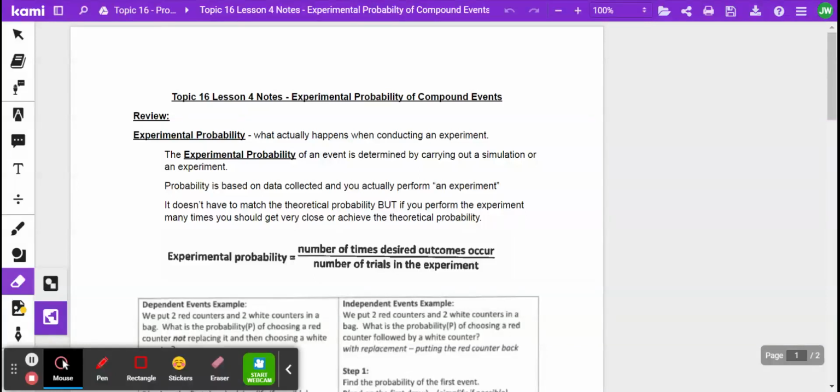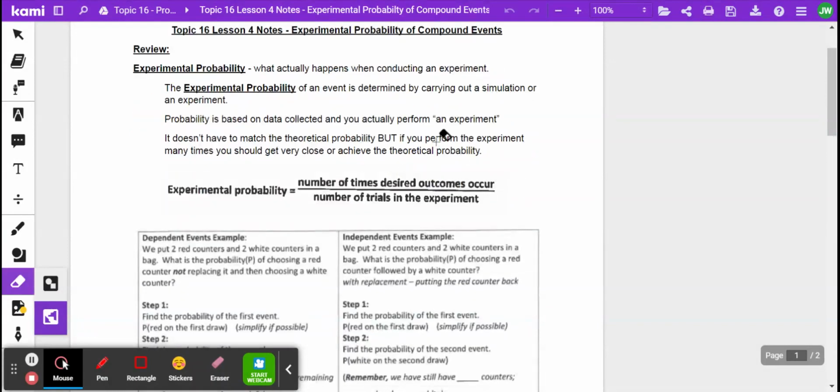Okay, today we will be doing topic 16, lesson 4, which is experimental probability of compound events. That would be more than one event happening at the same time or at different times. We have dependent events, which is where one result is reliant on what happens in the first or previous event, and then independent events, where it doesn't matter what happens in the first one because you still have the same amount of possibilities. There was no reduction in them for the second and subsequent events.